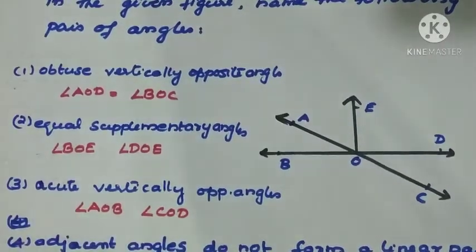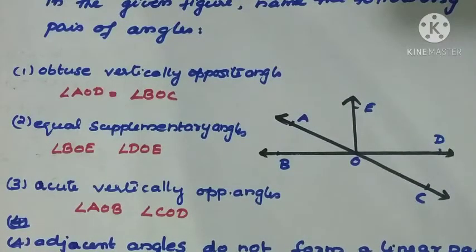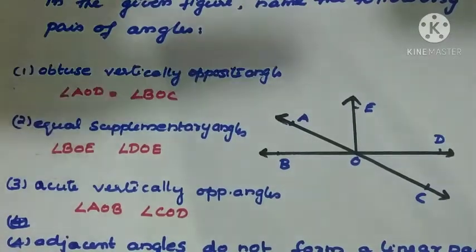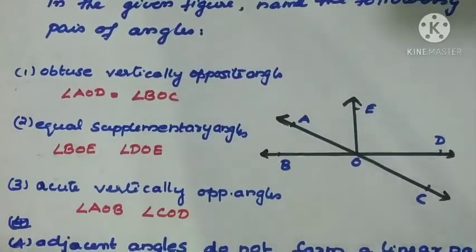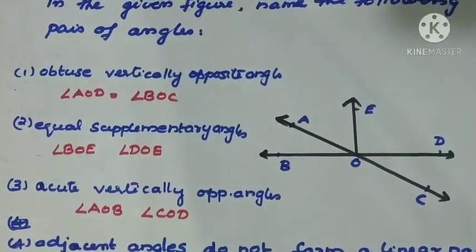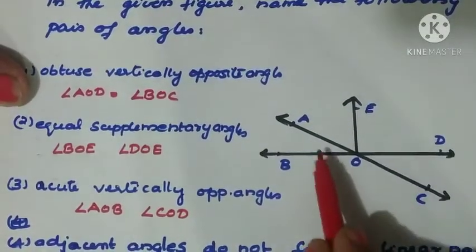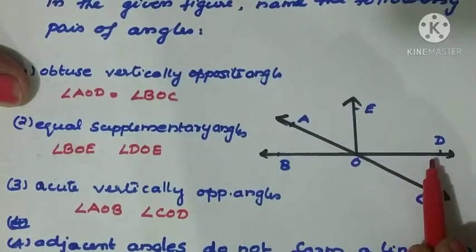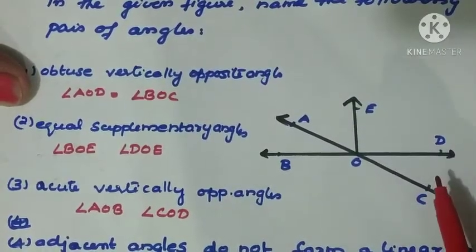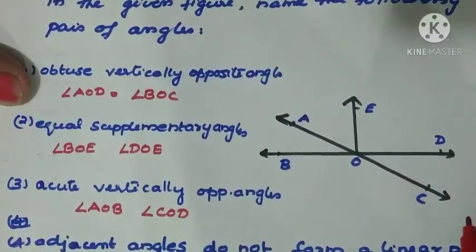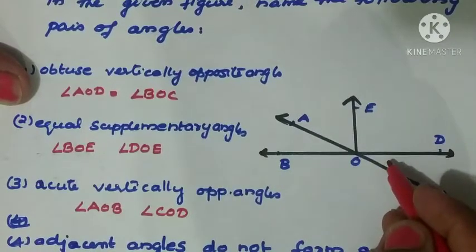In the given figure, name the following pairs of angles. First one is obtuse vertically opposite angles. Now see the diagram and you can understand. Line AC and line BD are there, where the two lines are formed. Vertically opposite angles are formed, so they are also equal angles.